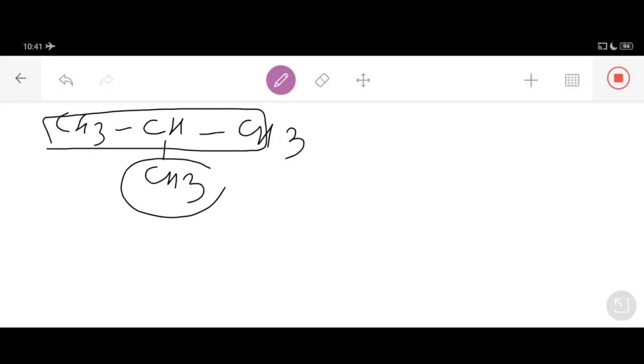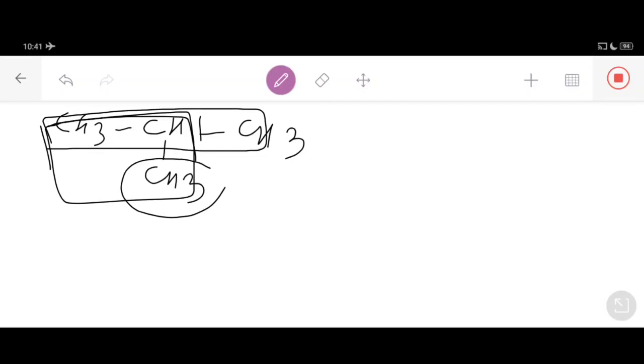For example, this chain: 1, 2, and 3. This chain is also a carbon chain, but this is not the straight chain. We are supposed to identify the straight chain of carbon atoms. This is the straight chain of the carbon atoms, my dear students.